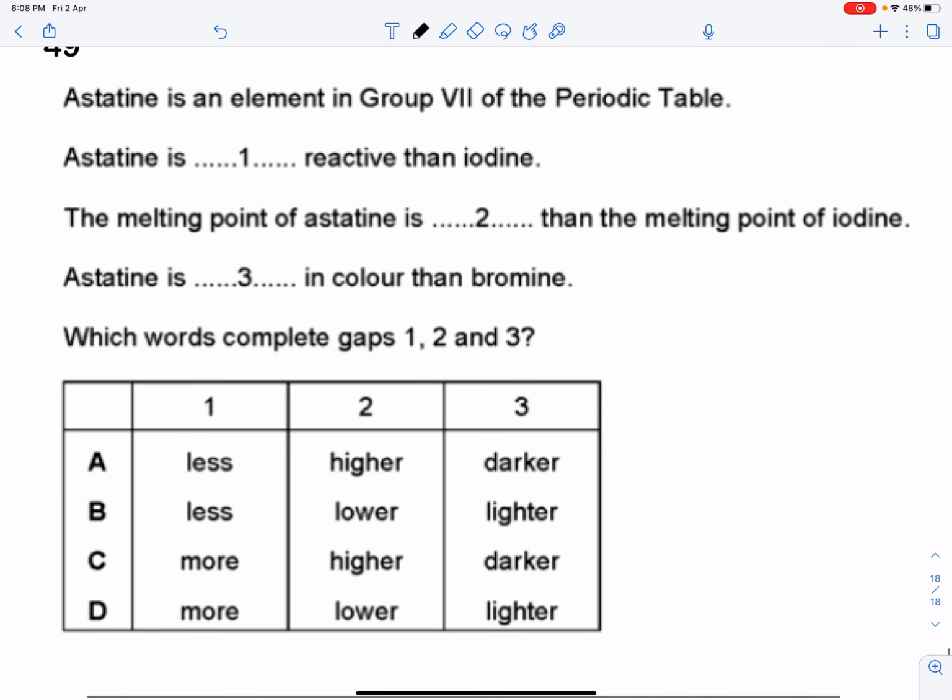49. Astatine is an element in group 7 of the periodic table. Astatine is less reactive than iodine, so we can rule out C and D. The melting point of astatine is greater than the melting point of iodine, and astatine is darker in colour. So higher, we can rule out B, and astatine is darker. So yes, A must be the answer.